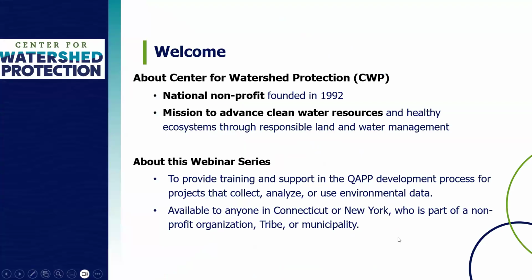So first, a little bit about the Center for Watershed Protection. We are a national nonprofit that was founded in 1992, and our mission is to advance clean water resources and healthy ecosystems through responsible land and water management. So we have 4 main program areas. There's applied research, watershed and stormwater technical services, training, and we also have a membership program. And we're headquartered in Maryland, and we have about 24 staff right now. We do work across the country, and our staff are from Maryland, Virginia, Pennsylvania, New York, South Carolina and Michigan.